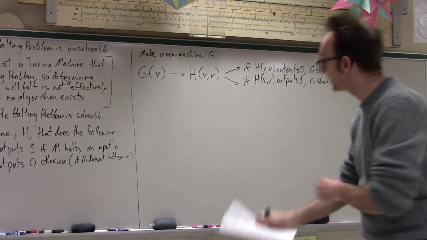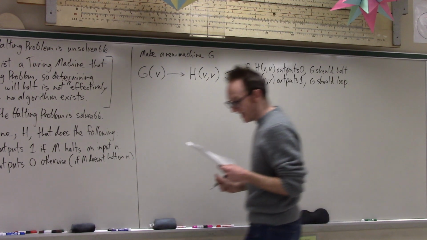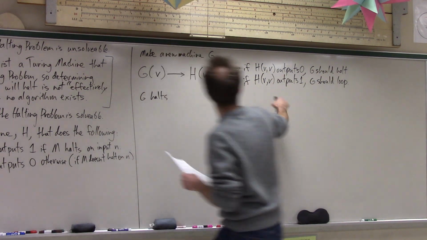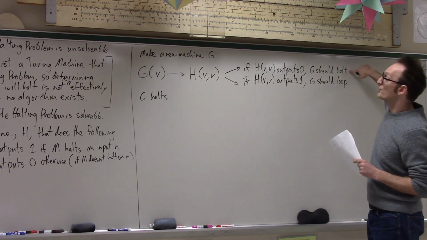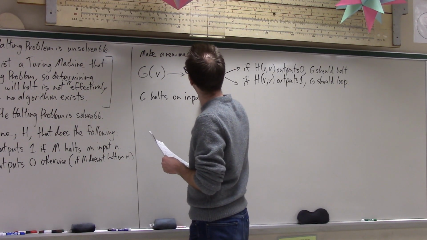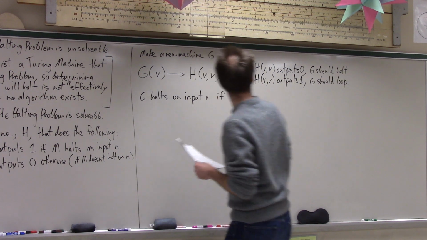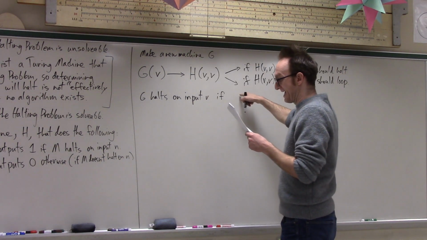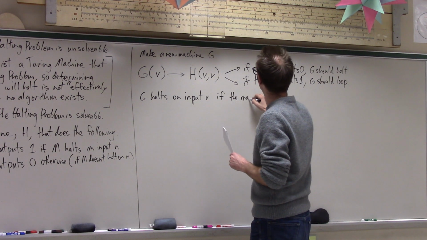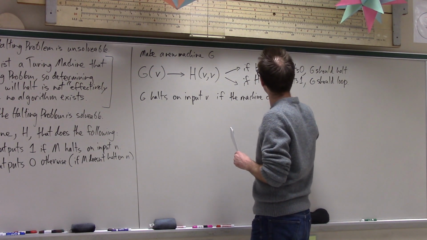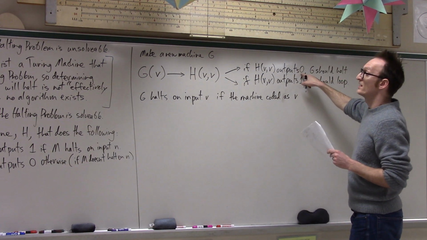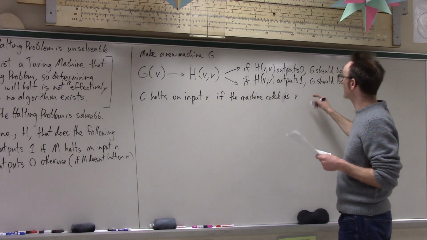So in other words, we have created this machine G. And here's what this machine G does, just to put it in words. When does G halt? G halts under this case, that's how we defined it. G halts on input V if the machine coded as little v doesn't halt when fed V as input.